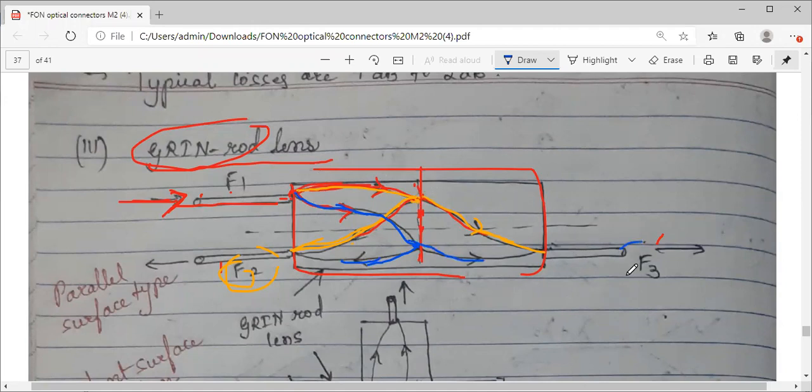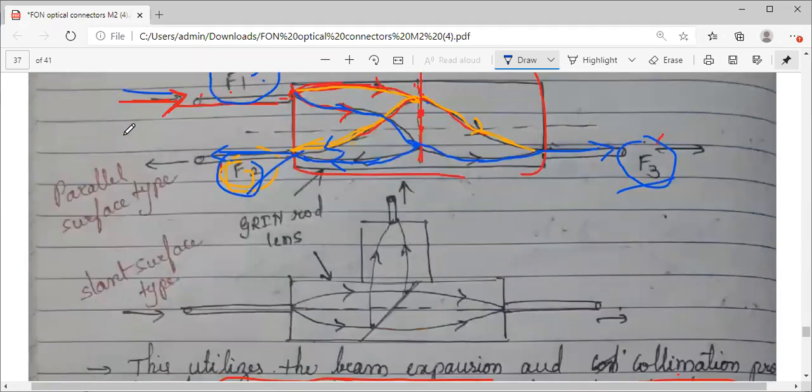After this, when it arrives at F2 and F3, what is happening? Both this yellow and blue color line, it is collimation. They are getting together and being transmitted as one beam. Here also, both the yellow line and blue line together are collimating and getting transmitted as one beam. So whatever light you are propagating in F1, because of this lens property, you are coupling this power from F1 to both F2 and F3 in this way. This is your grid rod lens.